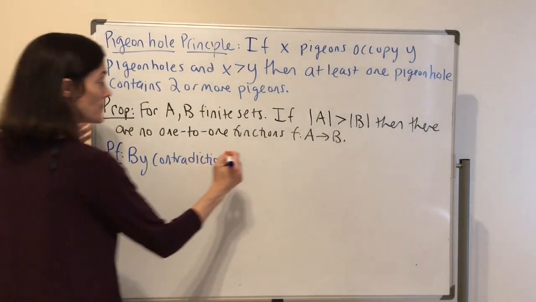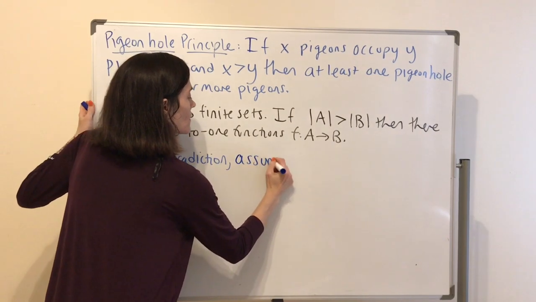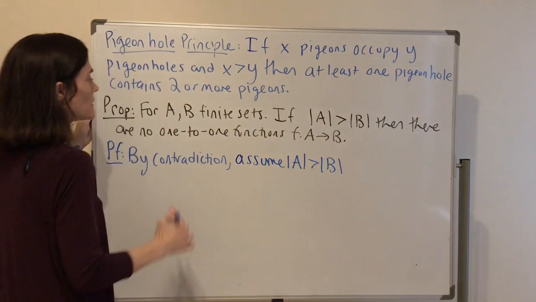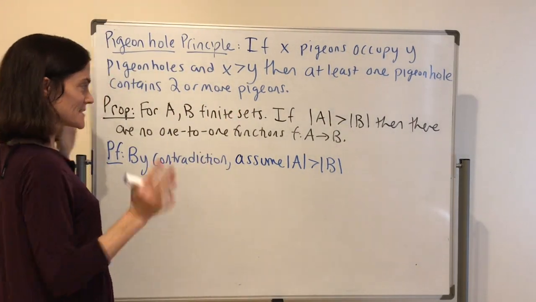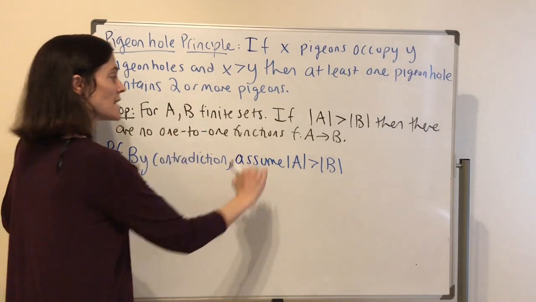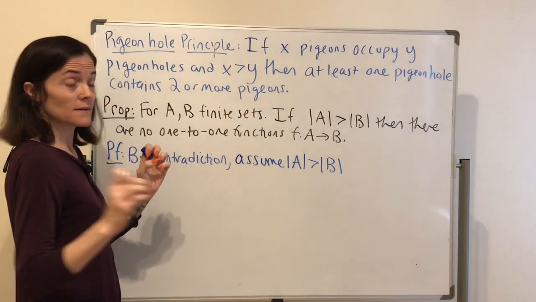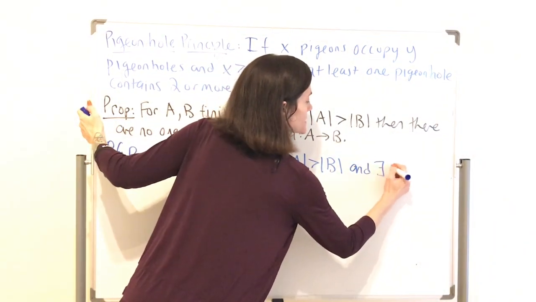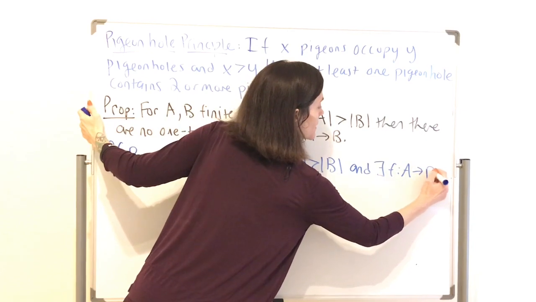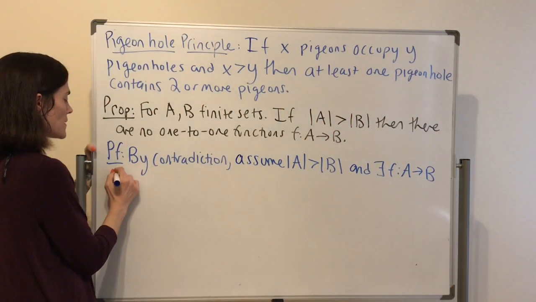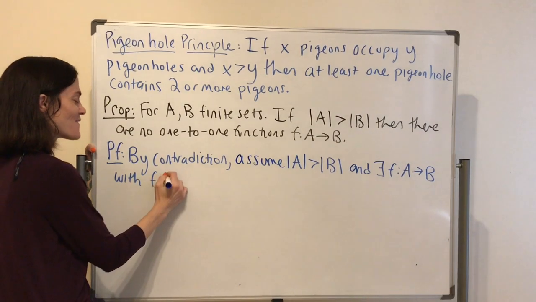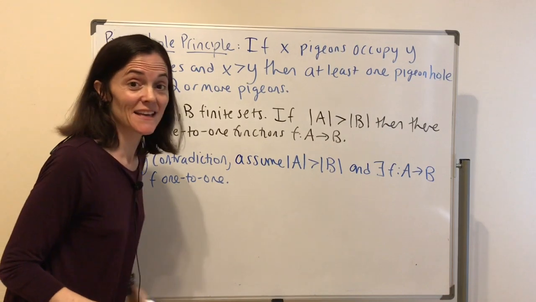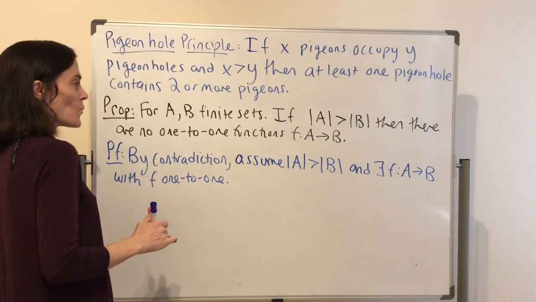We assume the cardinality of A is bigger than the cardinality of B. A and B are finite sets, we are still working in this case. Cardinality of A bigger than the cardinality of B, that's the if part. And we assume there exists a function f from A to B such that f is one-to-one. Now, we need to argue until we get a contradiction. Well, wonderful.